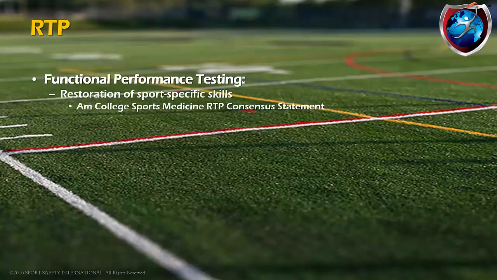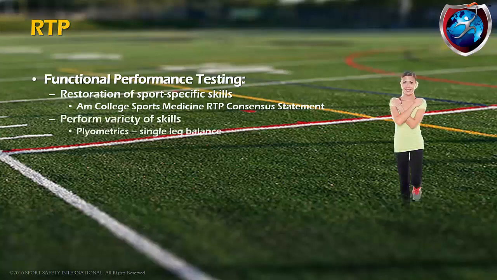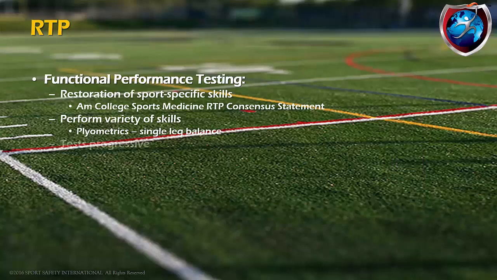Restoration of sport-specific skills was one criteria identified in the American College of Sports Medicine Return to Play Consensus Statement. Objective measurement of an athlete's ability to perform skills is conducted through functional performance testing. Athletes should perform a variety of functional tests, from plyometric exercise to single leg balance without pain or decreased performance, before beginning sport activity. Tests can progress from relatively simple tasks to more complex sport-specific tasks.